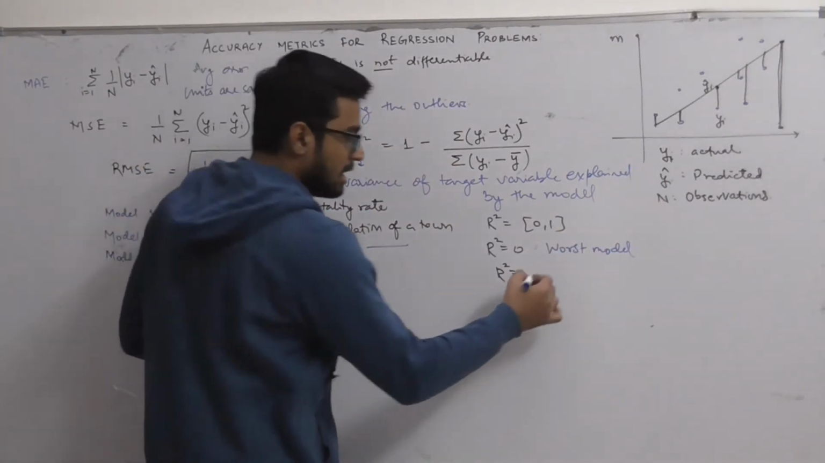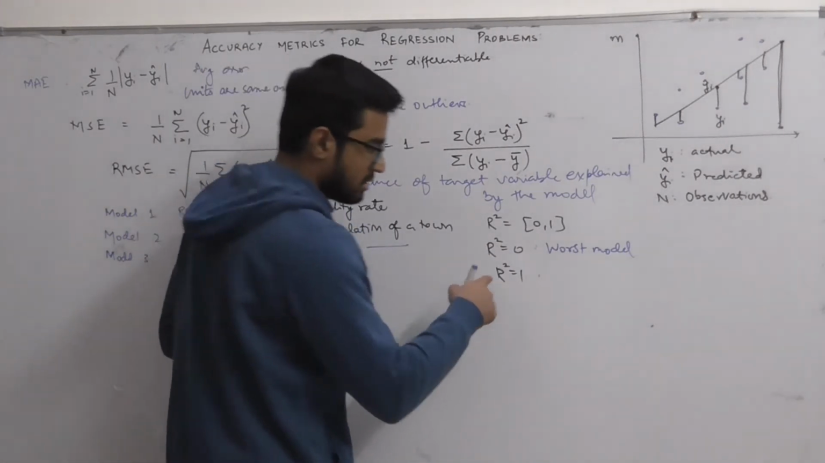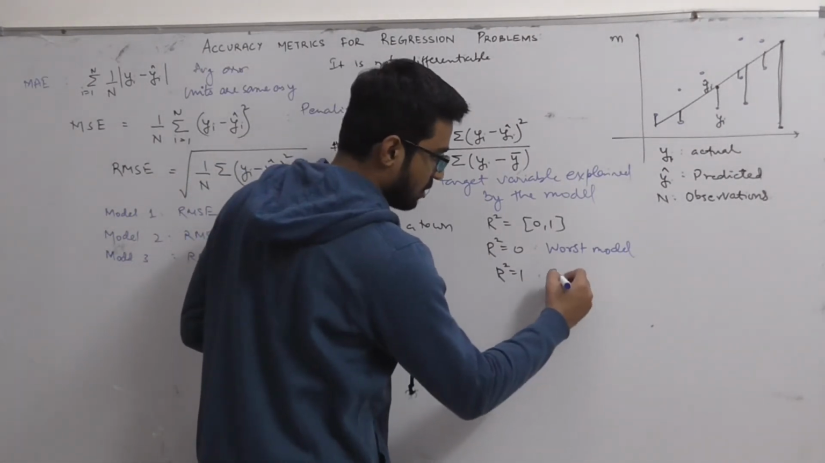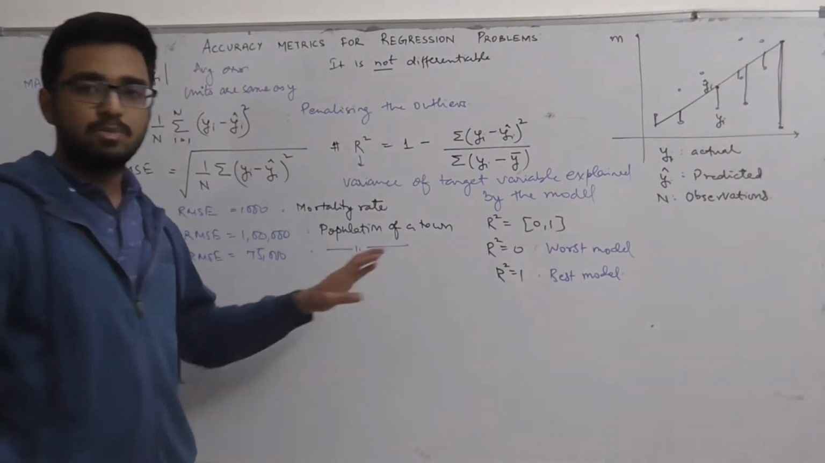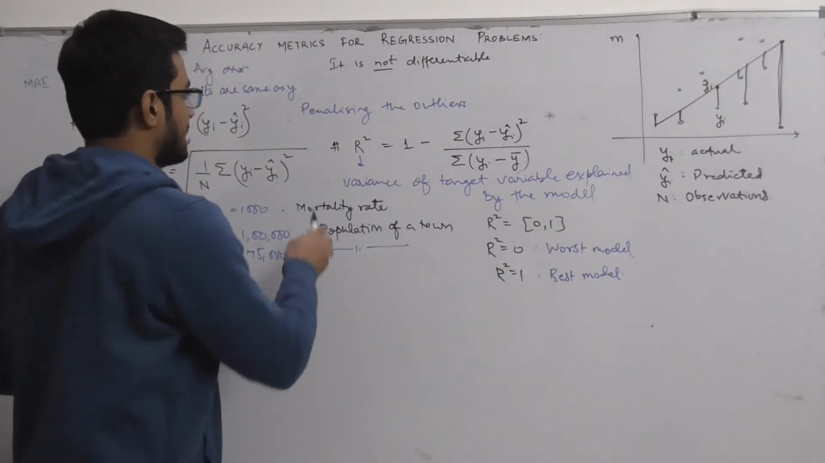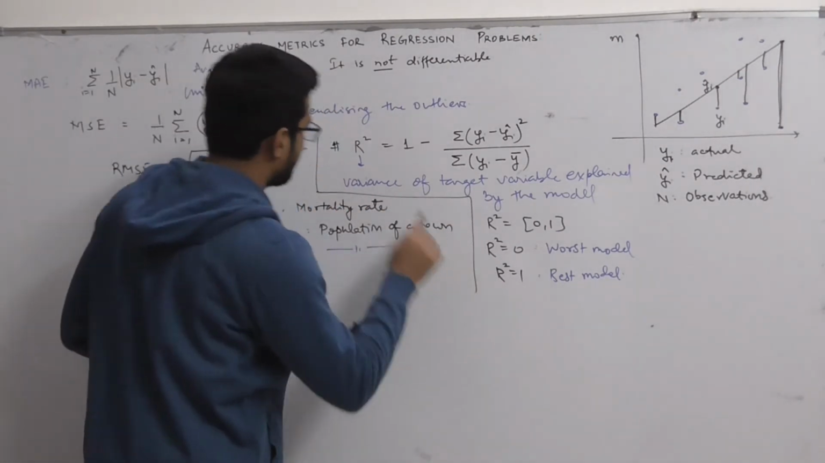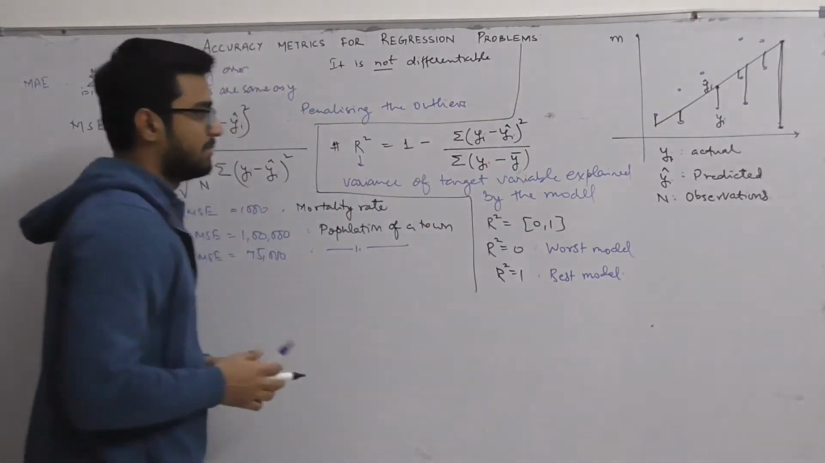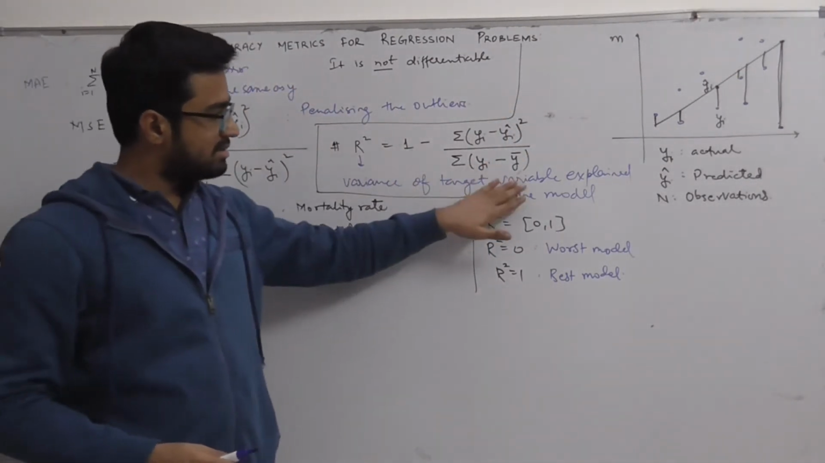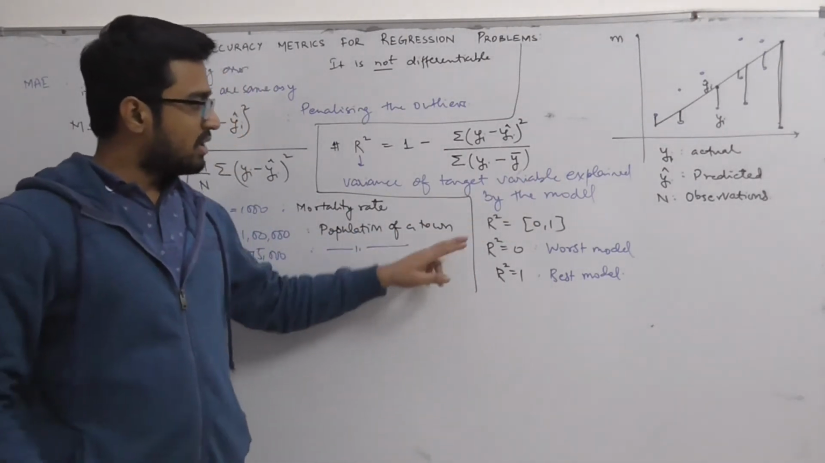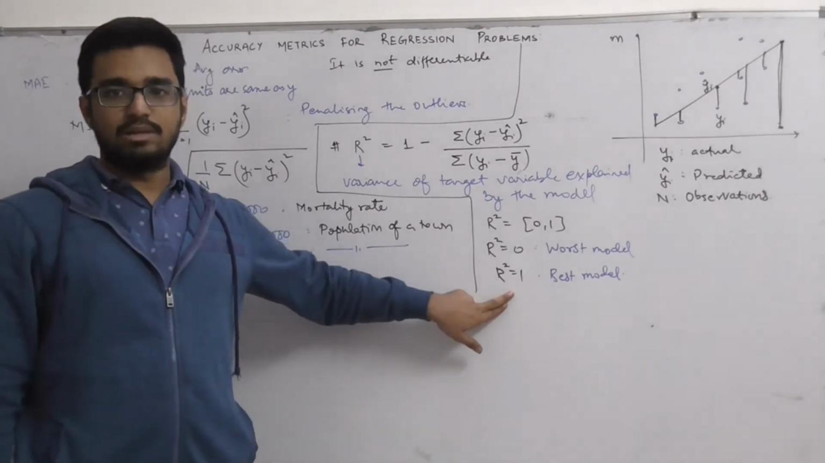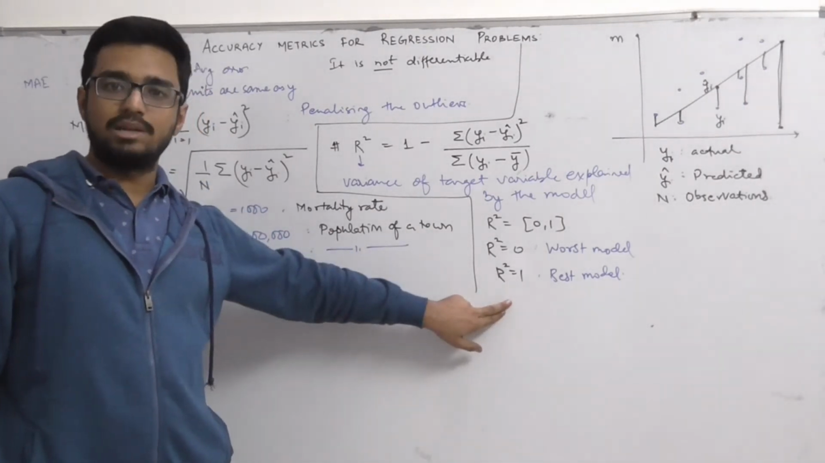And similarly, R square would correspond to the best model. R square corresponds to the best model. So I think we have the R square thing from this side. So this is R square, and we have the extremes. If the R square value is nearer to 1, we will have a better model.